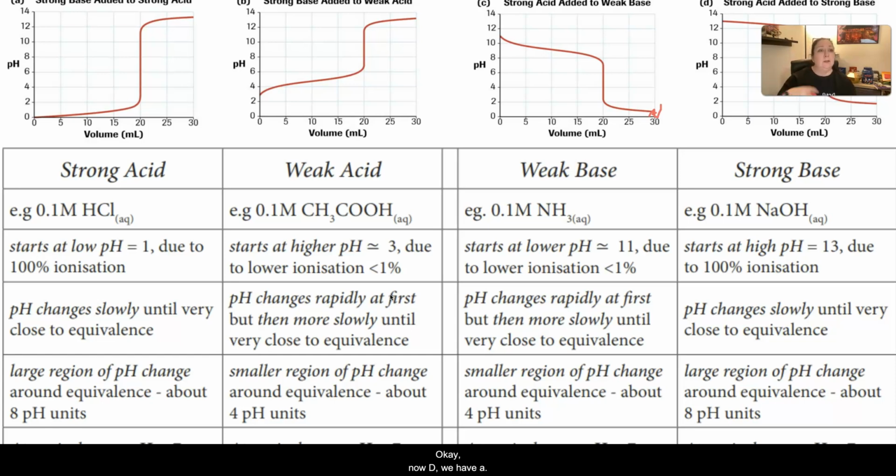Now, D. We have a strong base in this one. How do I know? Well, look at that. I start above 12. It's just a really slight gradual change in the pH. Pretty big inflection point right there. Halfway point, it looks to be around 7.